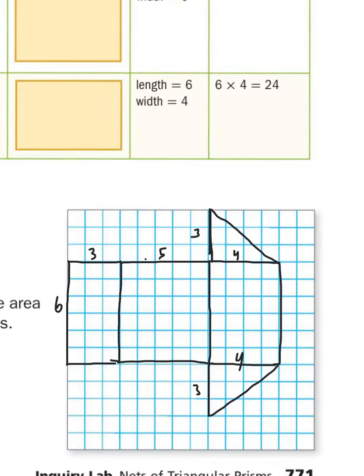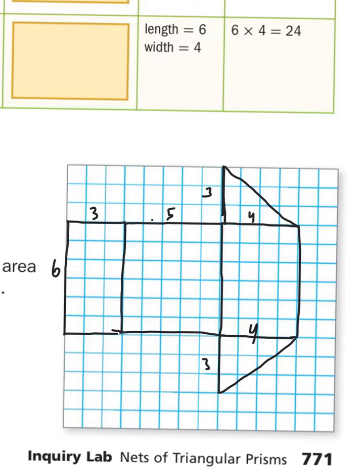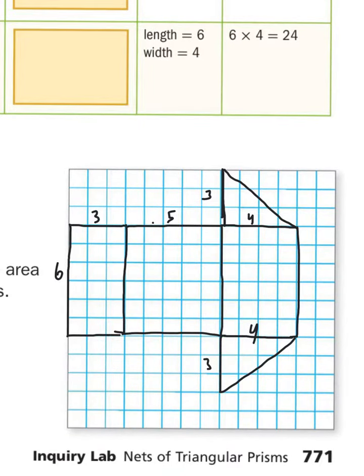So now that we have the net for our shape, we have to find the area. What we're going to do is find the area of these 5 shapes here, the 3 rectangles and the 2 triangles, and add those up. This should be somewhat easier, as long as you remember for the triangles to do half times base times height. So let's start with this rectangle.